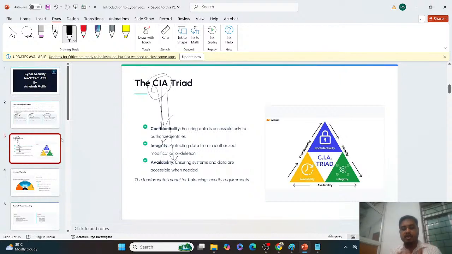Confidentiality means ensuring data is accessible only to the authorized entity. Here the authorized persons are Pragya and Vishnupriya. Except these two girls, nobody knows these things, right? So confidentiality means the data should be accessible by authorized persons only.